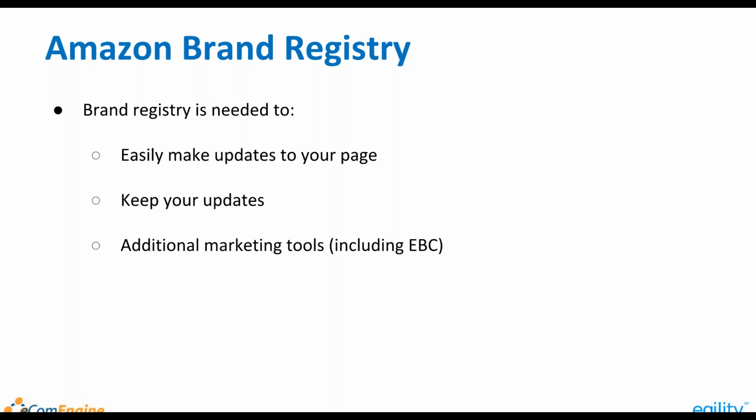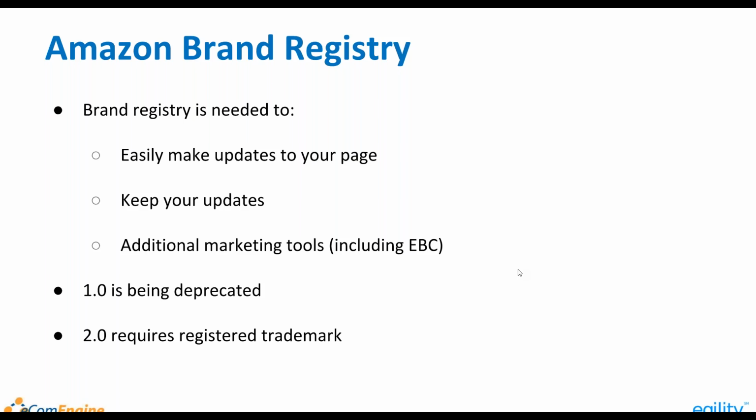And then the last, there's several other things that brand registry does, but we're going to keep it short for purposes of this webinar. There's additional marketing tools that you'll get access to, and that includes EBC, which we'll be talking about today. You won't be able to add enhanced brand content to your product pages unless you're on the registry. So I've already mentioned 1.0 is being deprecated, 2.0 is now required, and you do need that registered trademark.